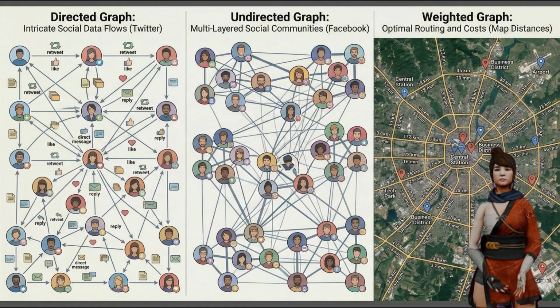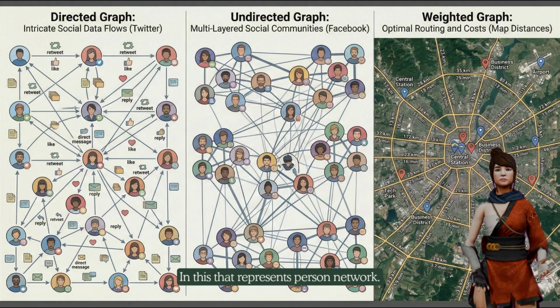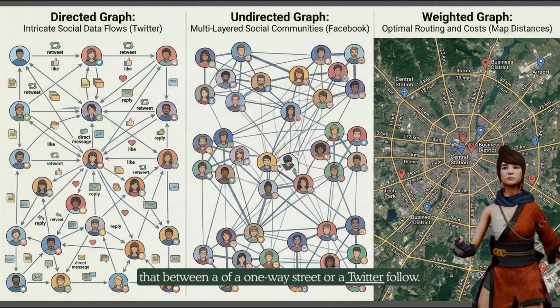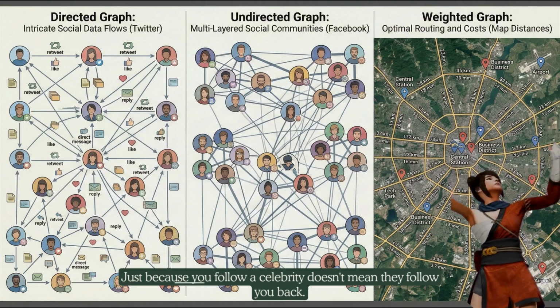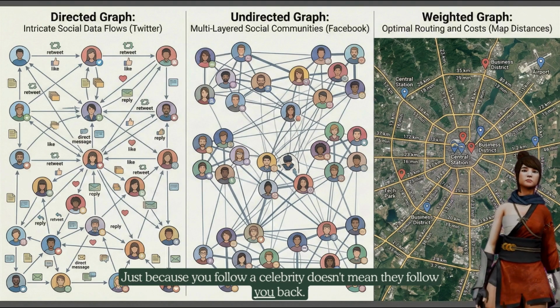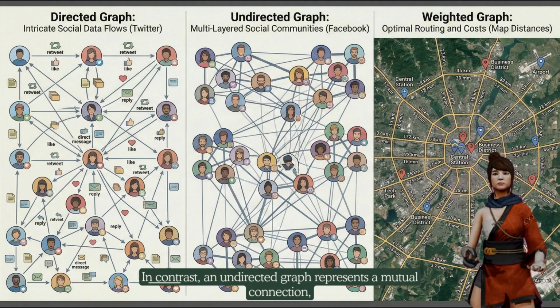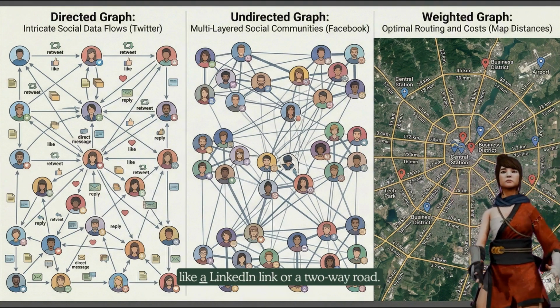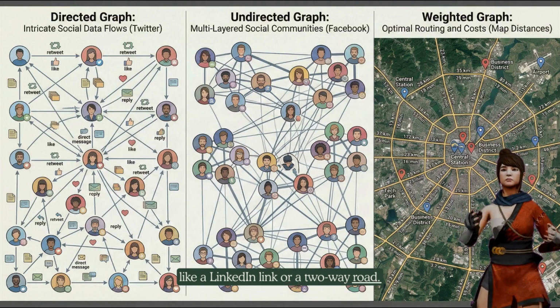Not all connections are created equal. In a directed graph, or a digraph, the relationship goes one way. Think of a one-way street or a Twitter follow. Just because you follow a celebrity doesn't mean they follow you back. In contrast, an undirected graph represents a mutual connection, like a LinkedIn link or a two-way road.